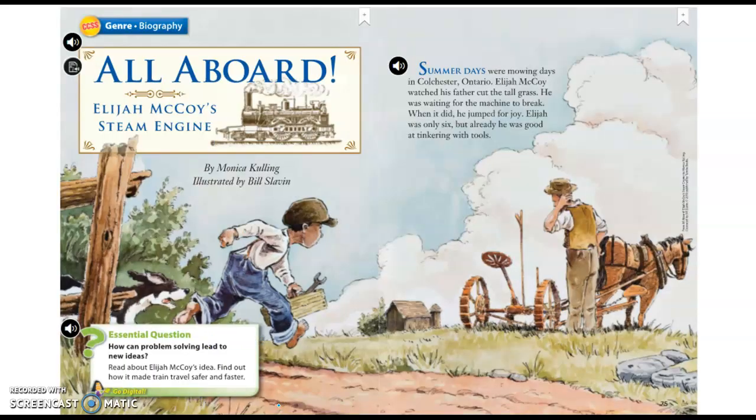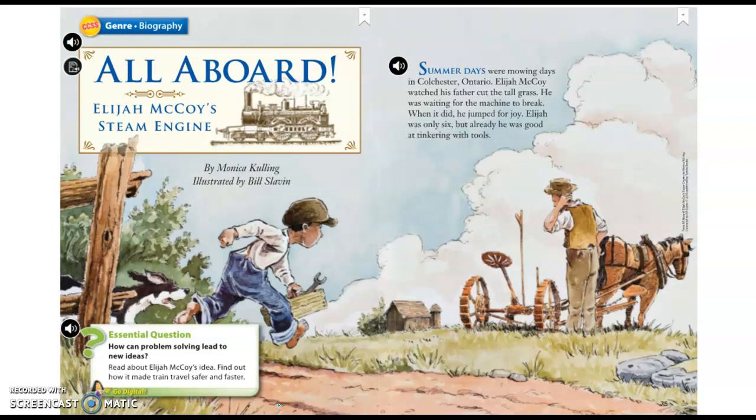We're going to start this story today. It's called All Aboard, Elijah McCoy's Steam Engine, and it is a true story, so it is a historical text. As we're reading, we're going to stop and talk about some of the causes and effects in the story.